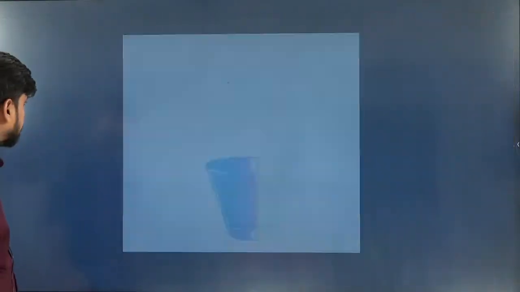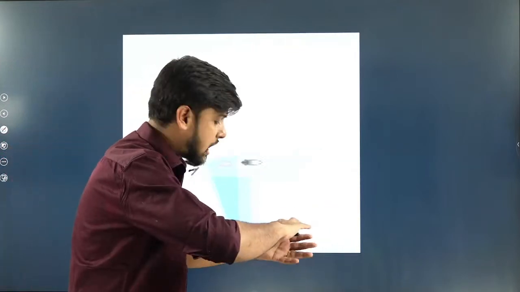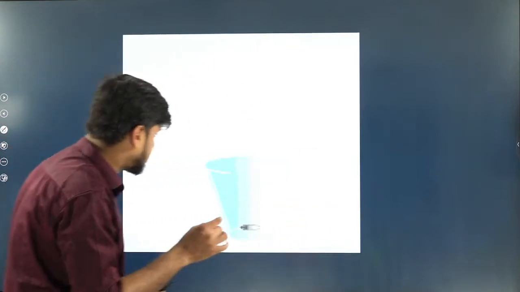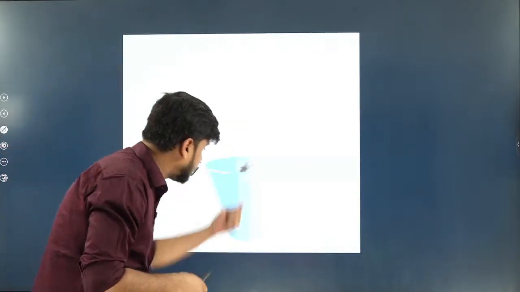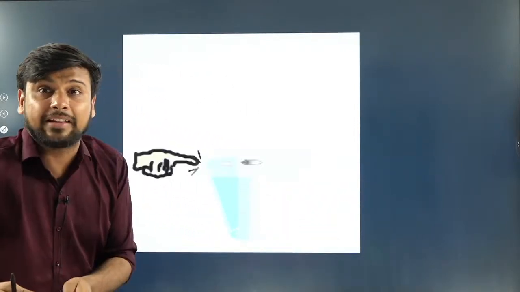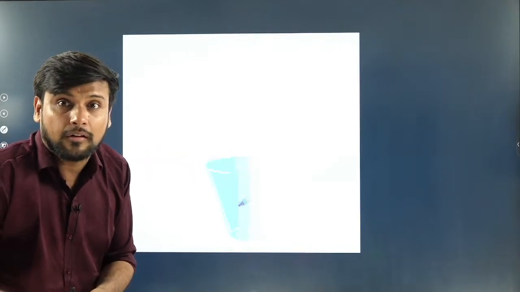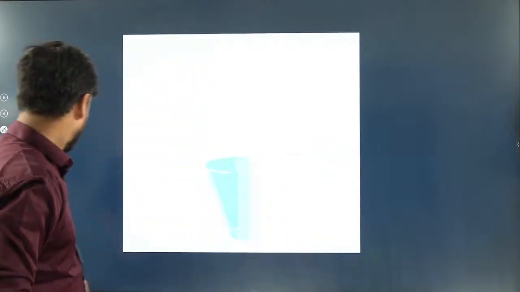Let's see another one. You keep a cardboard, and over that cardboard you keep a coin, and just remove the cardboard. All of a sudden when you remove it, you see that the coin falls down. It does not move with the cardboard, right? So the question is why this happens. You can try this right now: take any glass, keep a cardboard over it, keep a coin on it, and just remove the cardboard. You can see that the coin will fall down. The question is why.